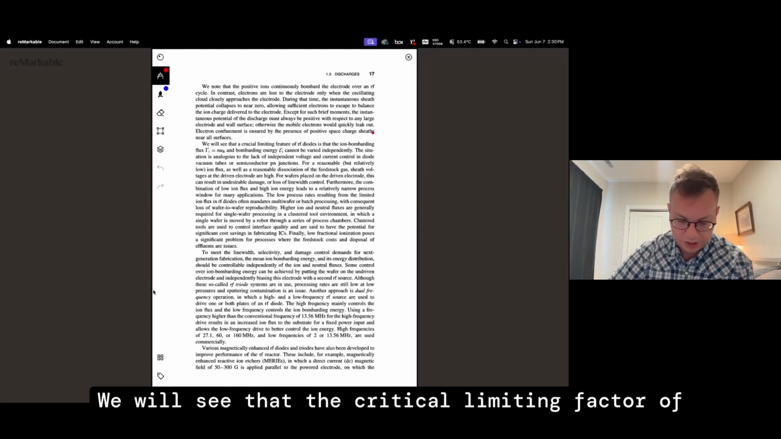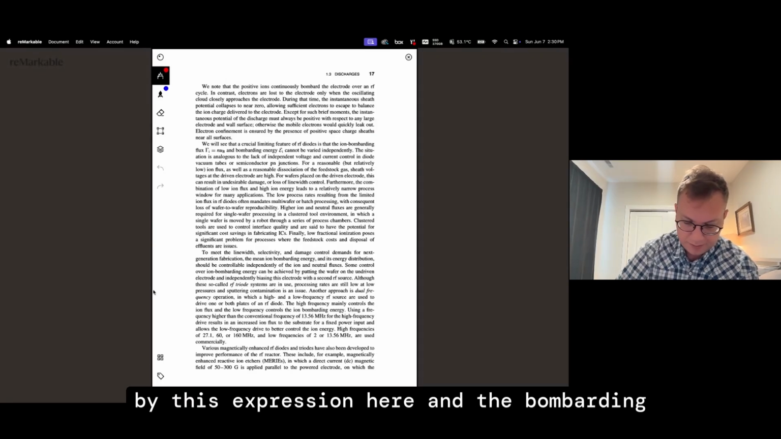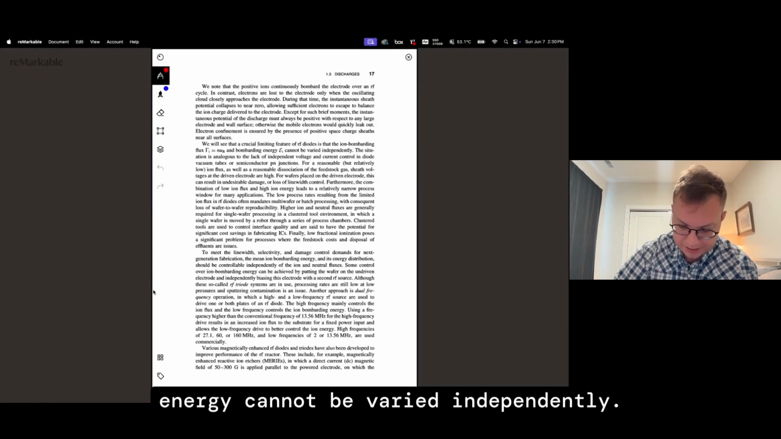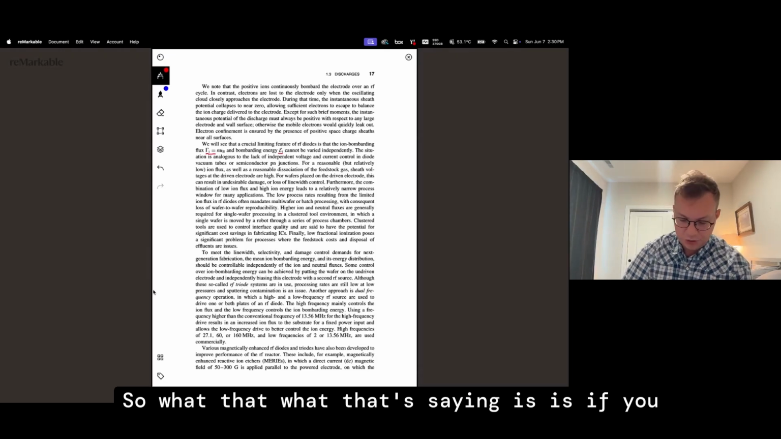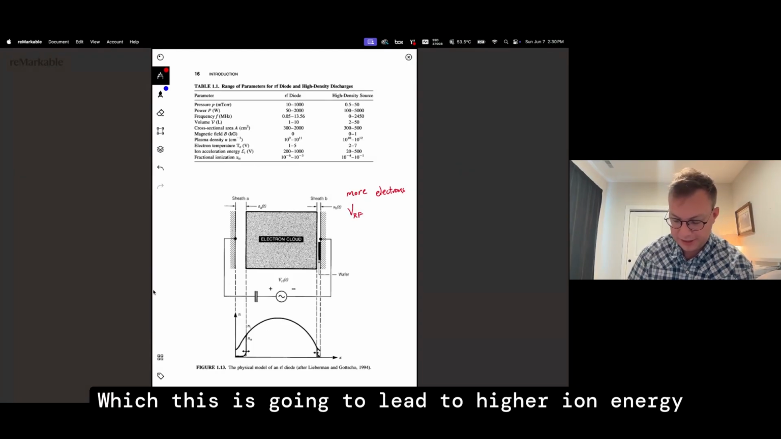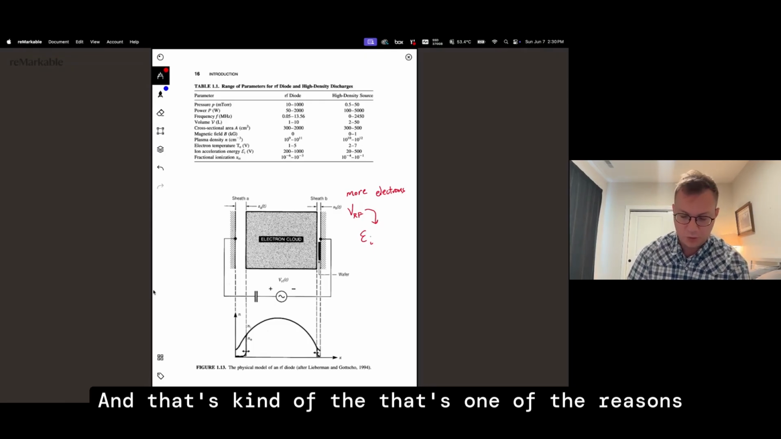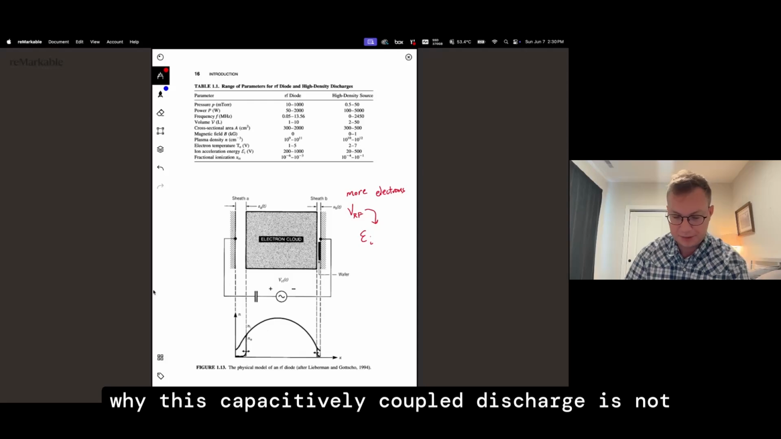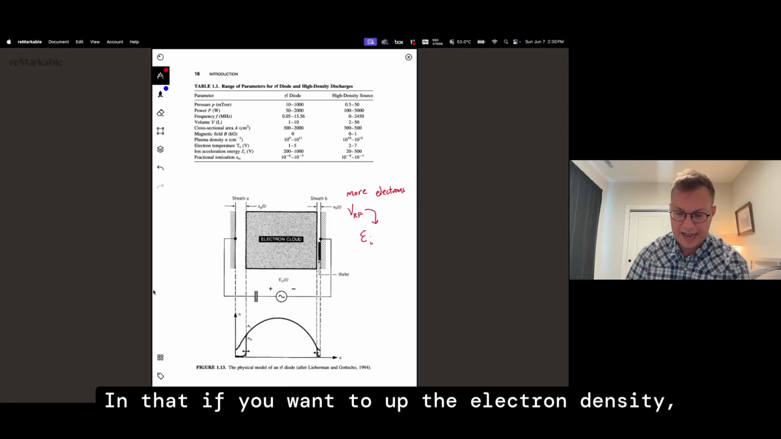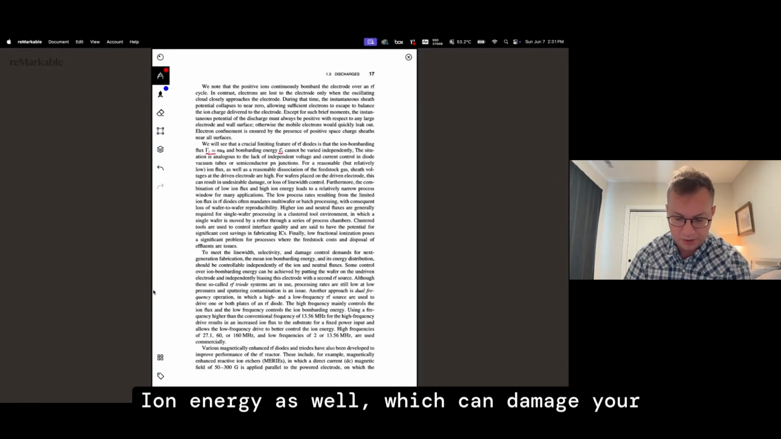We will see that the critical limiting factor of RF diodes is that the ion bombarding flux, given by this expression here, and the bombarding energy cannot be varied independently. So what that's saying is if you want more electrons, you have to supply a larger RF voltage, okay? Which is going to lead to higher ion energy that reaches the substrates. So you can't vary those independently, and that's one of the reasons why this capacitively coupled discharge is not always ideal, in that if you want to up the electron density, you're going to start having to increase the ion energy as well, which can damage your substrate.